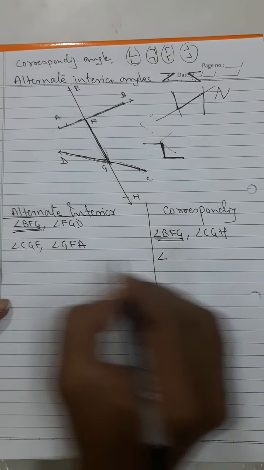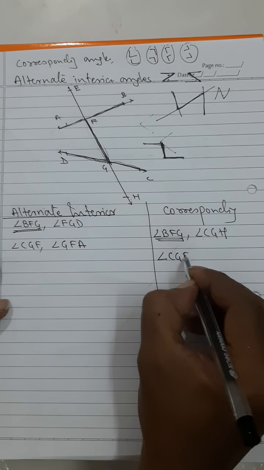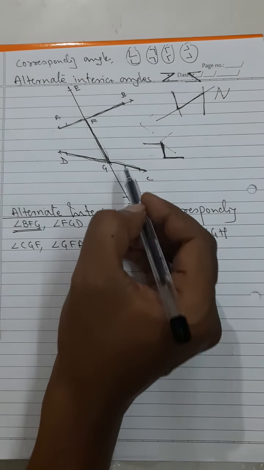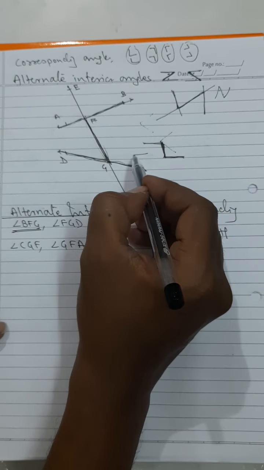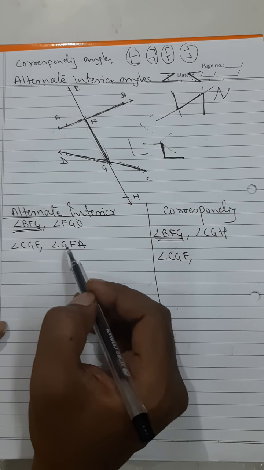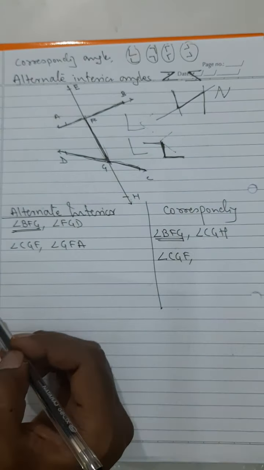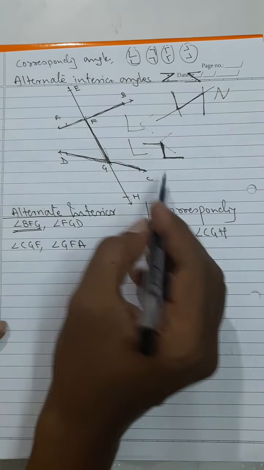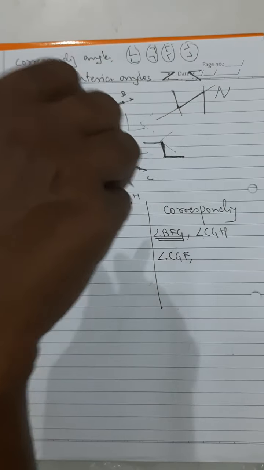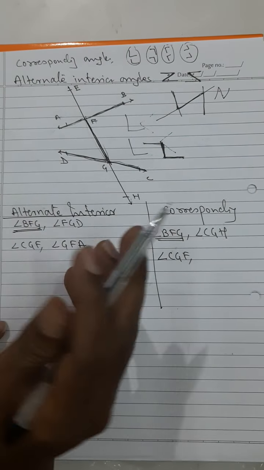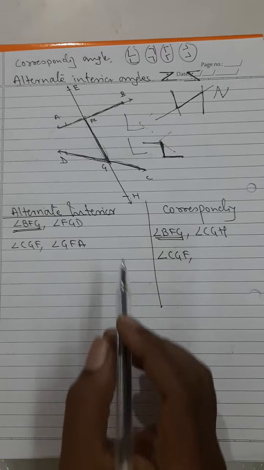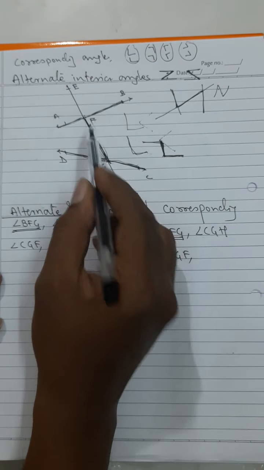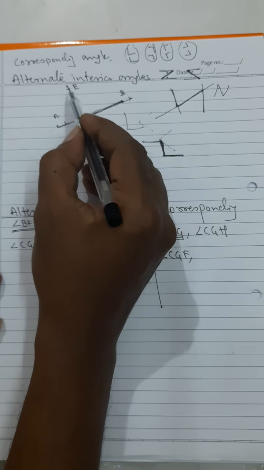Same if supposing I have to frame corresponding angles with angle CGF. Now, CGF is traveling like this. The corresponding angle will also travel like this, and separate. See, alternate angles are always one inside the other. The alternate angle will be coming from the previous angle. But corresponding angles are two entirely separate angles. So if CGF is one corresponding angle, the other one will be BFE.